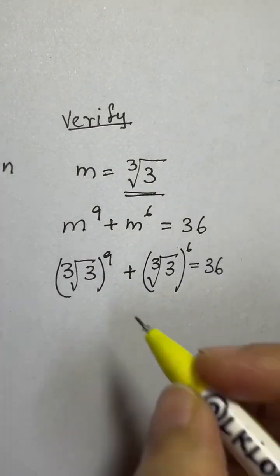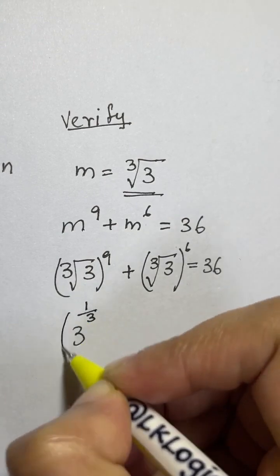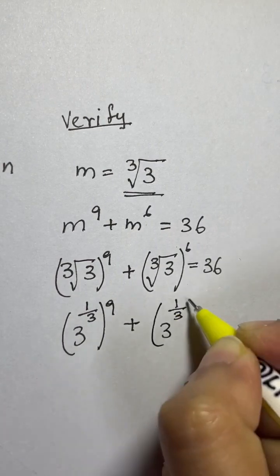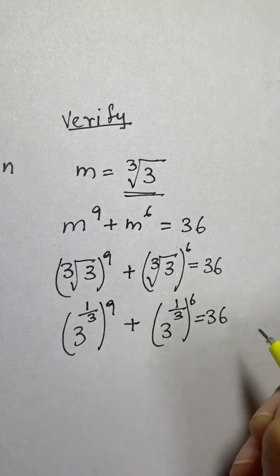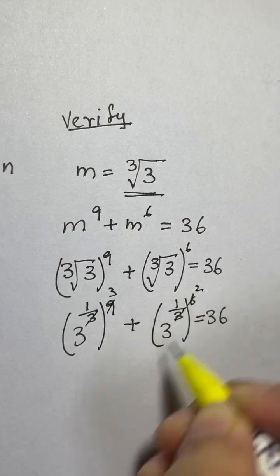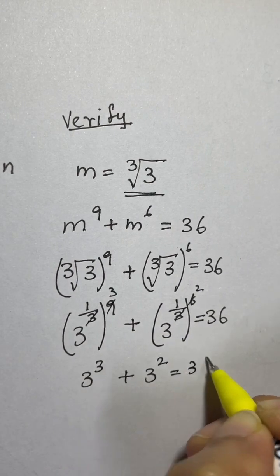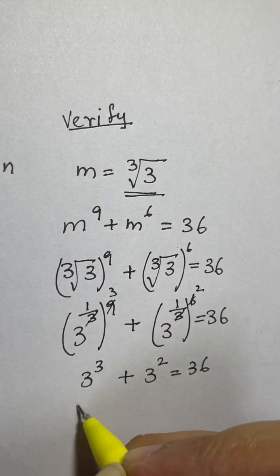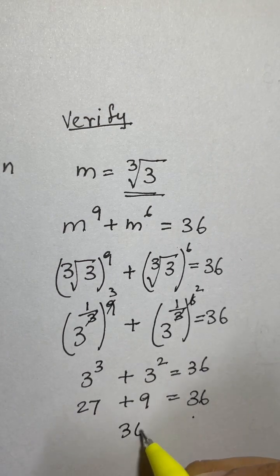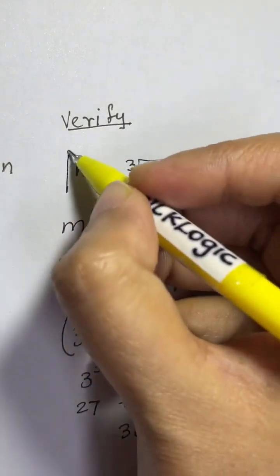Now you can write it in terms of 3. This is (3 to the power of 1 over 3) to the power of 9 plus (3 to the power of 1 over 3) to the power of 6 equals 36. Now you can strike the thirds off: 1 over 3 times 9 is 3, and 1 over 3 times 6 is 2. So this is 3 cubed plus 3 squared equals 36. What is 3 cubed? That's 27, plus 9 is equal to 36. Yes, 36 is equal to 36. That's true. So your m is the cube root of 3.